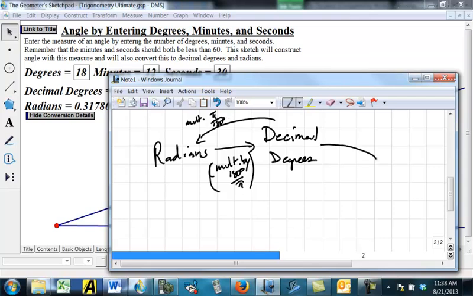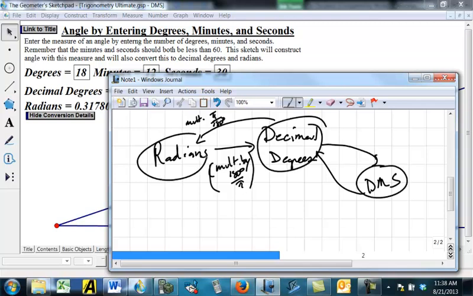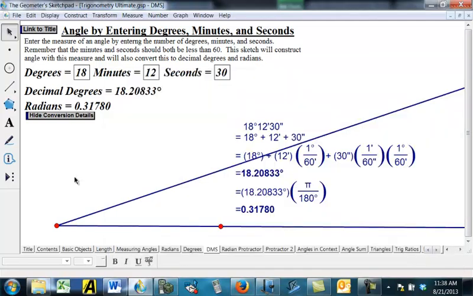We can go from decimal degrees to degrees, minutes, seconds, and we can also go back this way. So if you want to go from radians to degrees, minutes, seconds, you go by way of decimal degrees. Radians, then decimal degrees, then degrees, minutes, seconds. Okay, so that gives you an idea of how you can do the different types of conversions, and I think we've done at least one of each kind, so that can help you practice there.